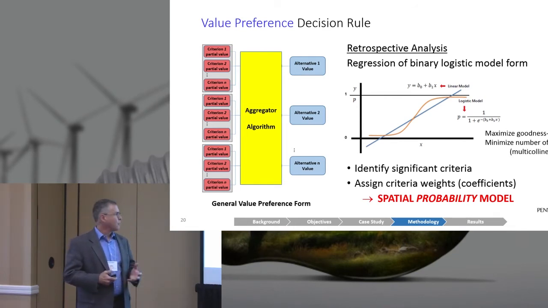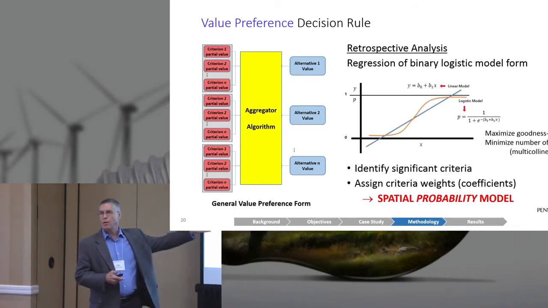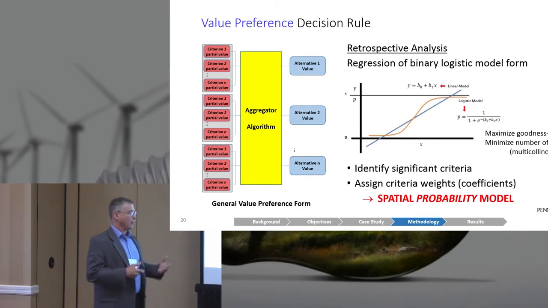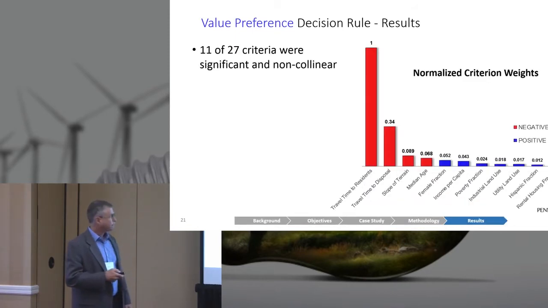And that's important here because what we're really trying to do is identify which criteria are significant by themselves and assign some sort of weights to those. The nice thing about the logistic model form is that it ends up being a probability. So the resulting outcome of this is we develop a spatial probability.